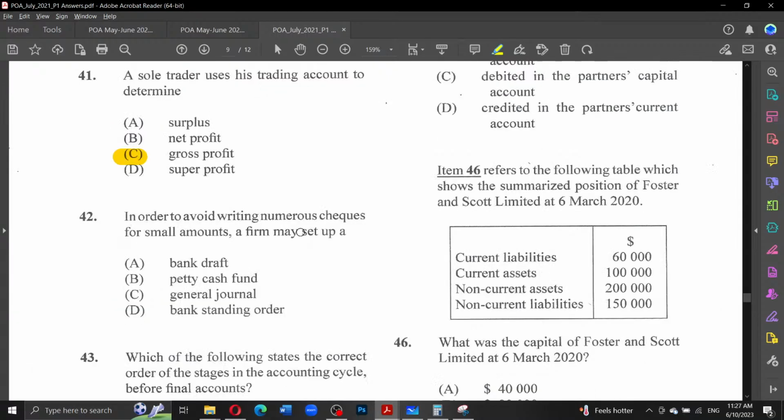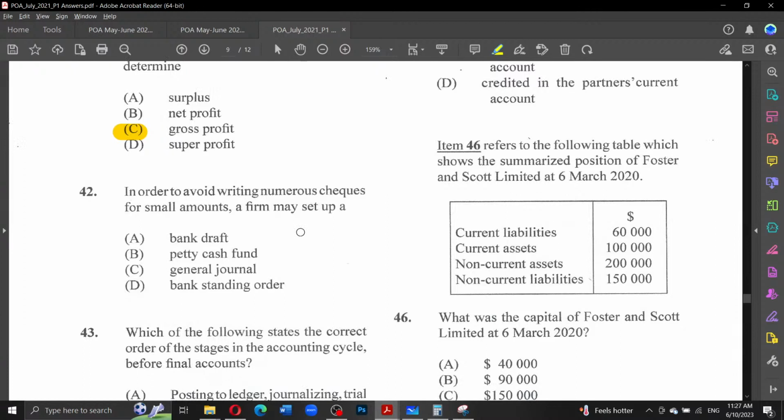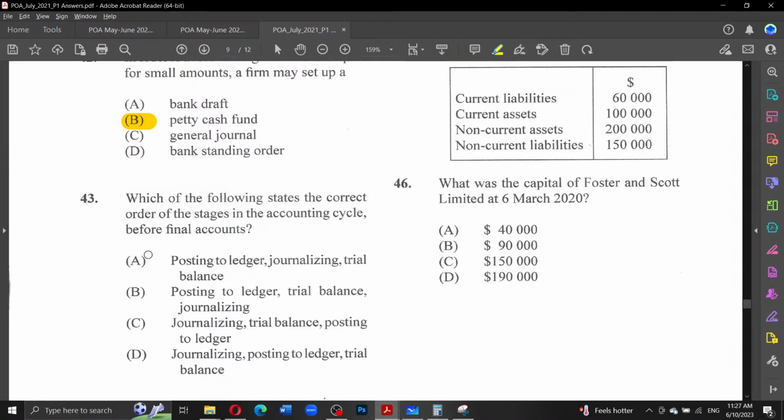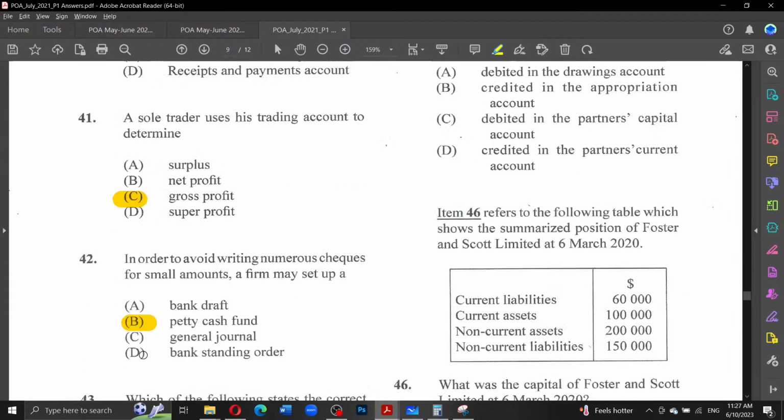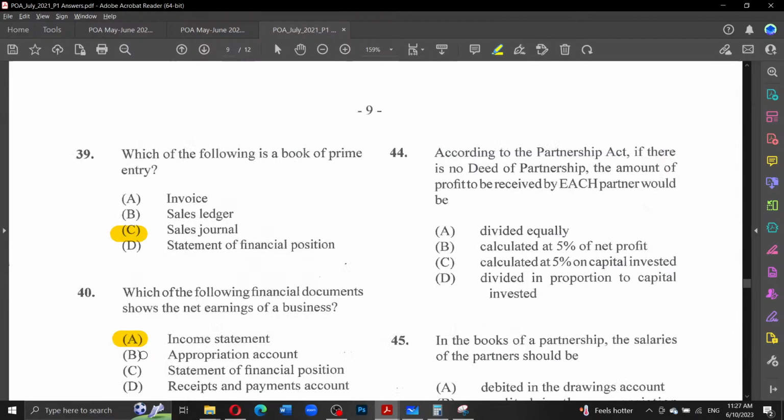In order to avoid writing numerous checks for small amounts, the firm may set up the petty cash float, which is the petty cash book or petty cash fund. Which of the following states the correct stages of the accounting cycle? Before that stage, obtaining source documents, we don't have that. Then you put the items in the books. The books are also known as journals. So after source document, you have journalizing. So C or D. After you journalize your entries, you post them to the necessary ledgers. That is D. And then from the ledgers, you balance them up, and then you get your trial balance.